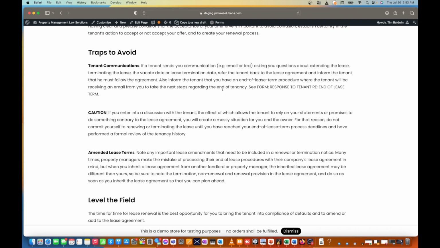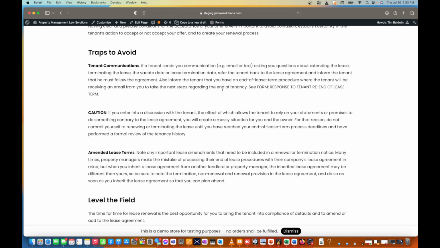So you have to watch your communications with your tenants, because if you say something or email something to the tenant that effectively says you're going to be renewed, or there's not going to be a rent increase, they're going to use that communication against us if that's in fact not what we end up doing.